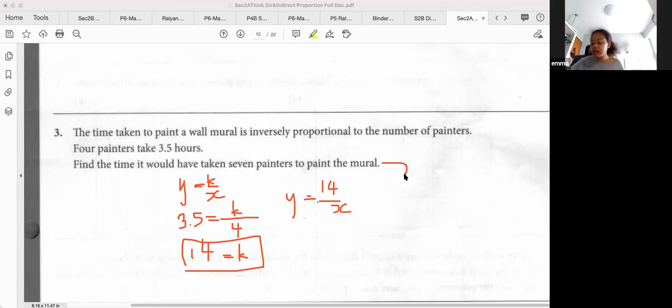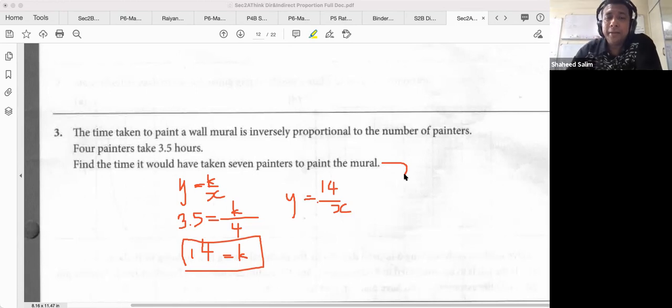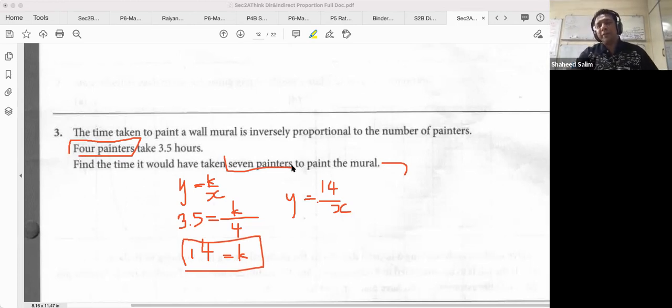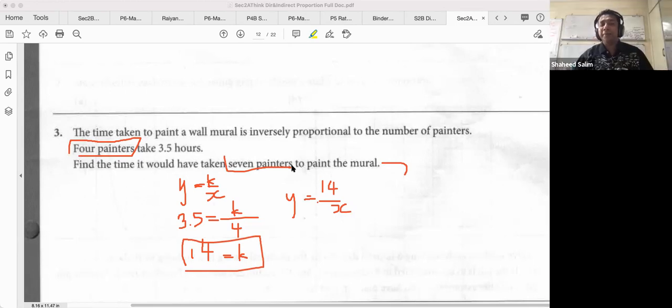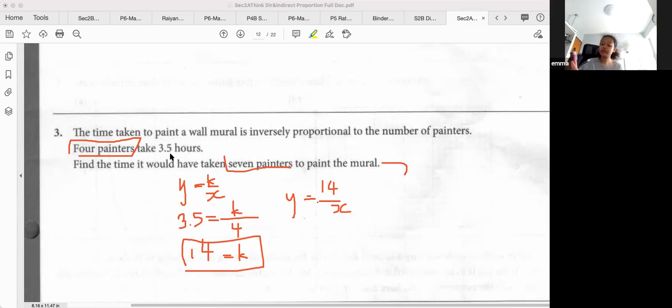98. Sorry? 98. Are you sure? 98. Aduh. There are 4 painters down here. Now you got 7 painters that take even longer time. Not only that, they take 98 hours. You got the wrong painters. You are having more painters, you should have less time. So now, what happened? You must put in correctly.